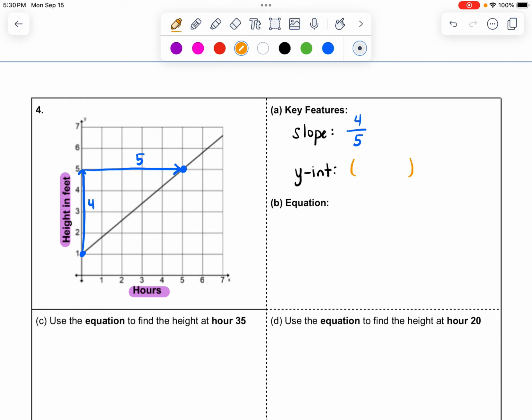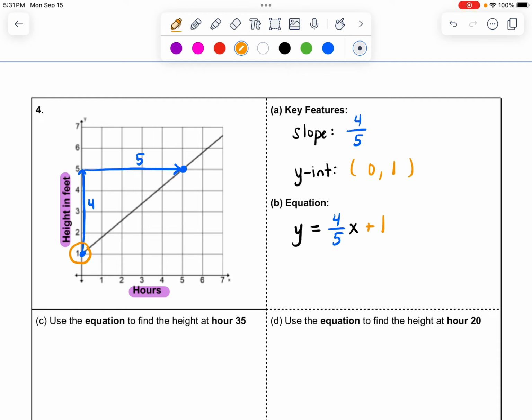My y-intercept is going to be 0 for my x, and it's going to be the place where the graph crosses the y-axis, so 1. My equation is y equals mx, so 4/5x, plus b, so plus 1.